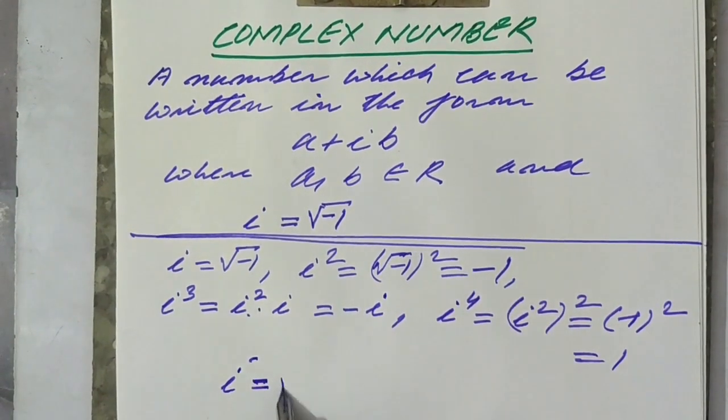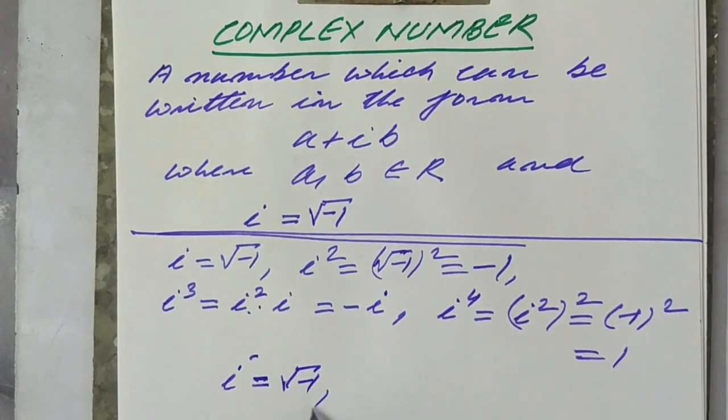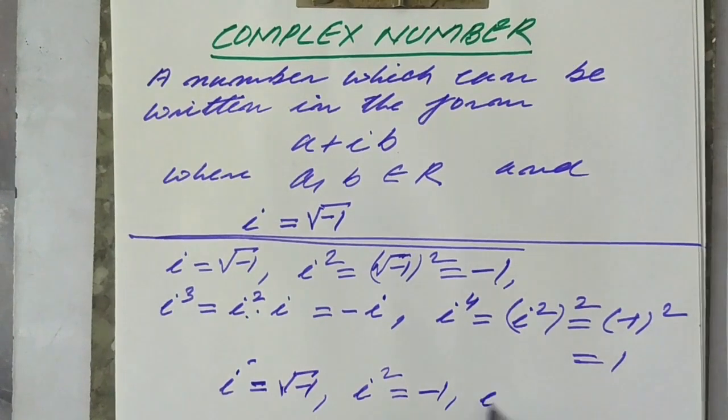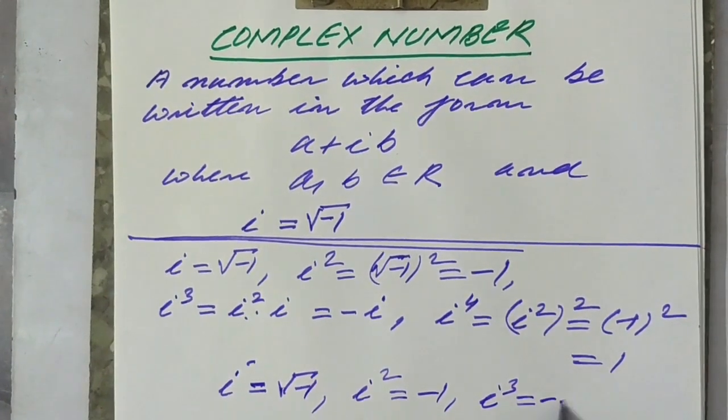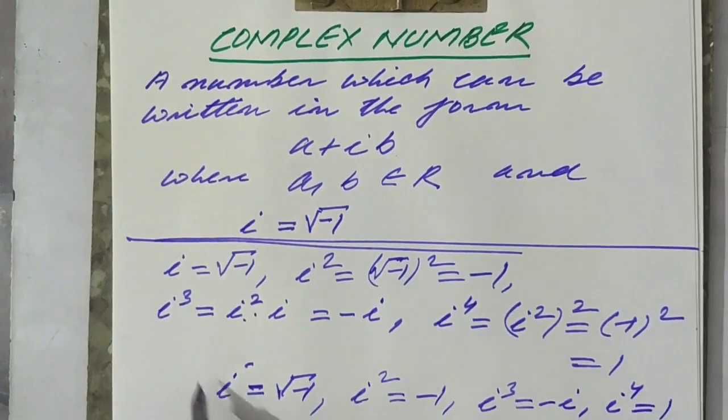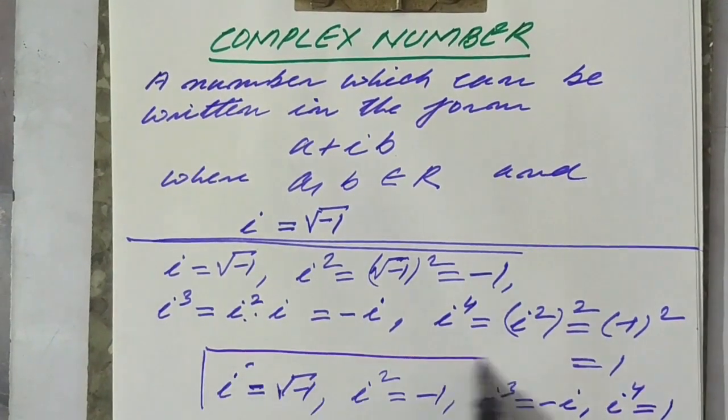So remember these four relations. Iota is equal to under root minus 1, iota square is equal to minus 1, iota cube is equal to minus iota, and iota raised to the power 4 is equal to 1. This is to remember.